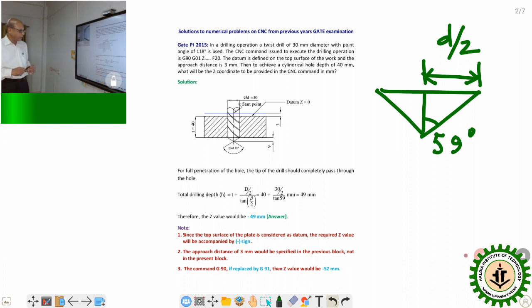Now additionally, I have mentioned that if G90 were replaced by G91, which is meant for incremental mode, in that case the tool movement would have been minus 52. That is 49 plus an additional 3 millimeter, which we need to consider. And what is the incremental movement from the starting point to the final destination point? So these are the small things which we should consider while solving this sort of problem.